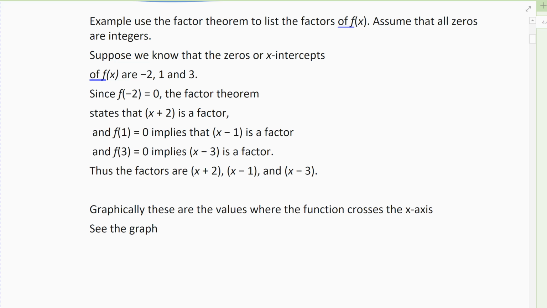And so suppose I looked at the graph and I found the 0s, the x-intercepts of my particular function f of x are at -2, 1, and 3. And so what that means is, when I plug -2 in, I get 0 out. And so by the factor theorem, that means x plus 2 is a factor of f of x. When I plug 1 in, I get 0 out, and again, x minus 1 is a factor. When I plug 3 in, I get 0 out, which means x minus 3 is a factor. And so I have those factors of my polynomial f of x.